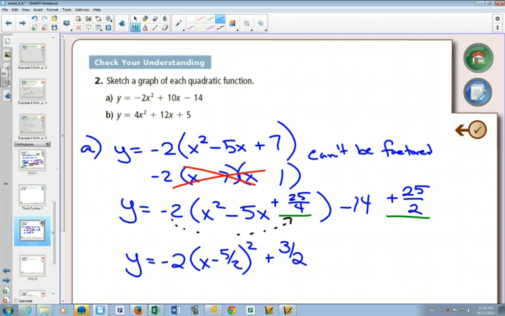And when I do negative 2 times 25 over 4, make this a fraction, negative 2 over 1, you'd multiply, you'd get negative 50 over 4. That can be reduced to negative 25 over 2. And then if you've subtracted 25 over 2, you have to do the opposite here so that it ends up doing nothing. And so our vertex is?